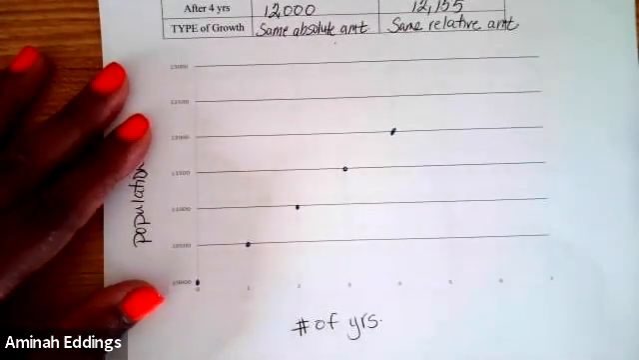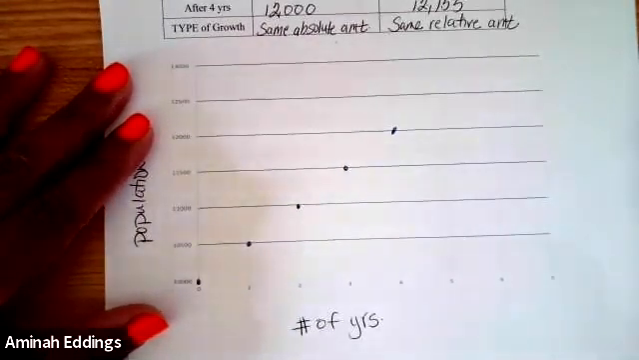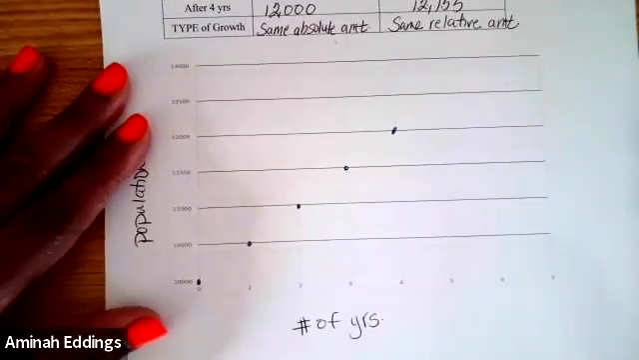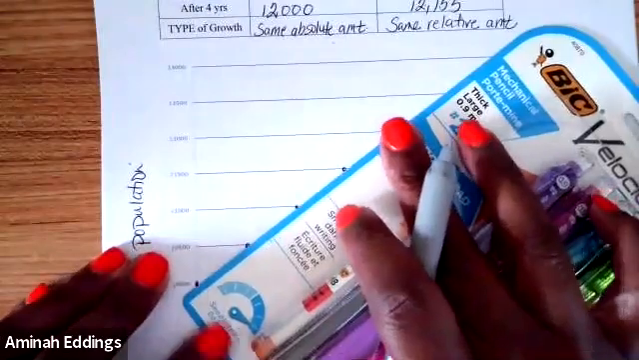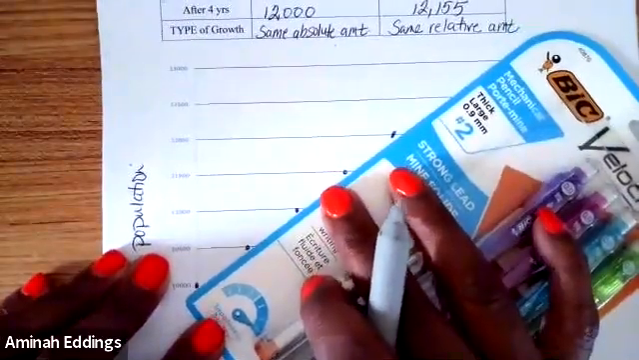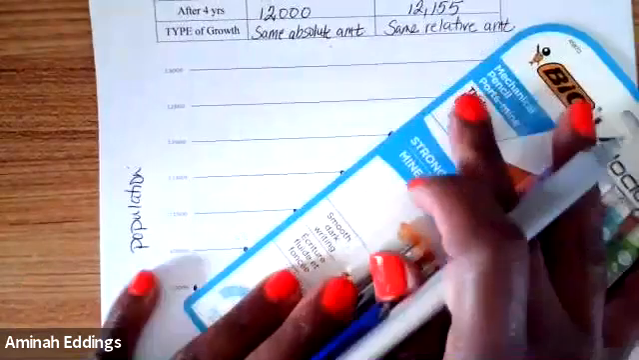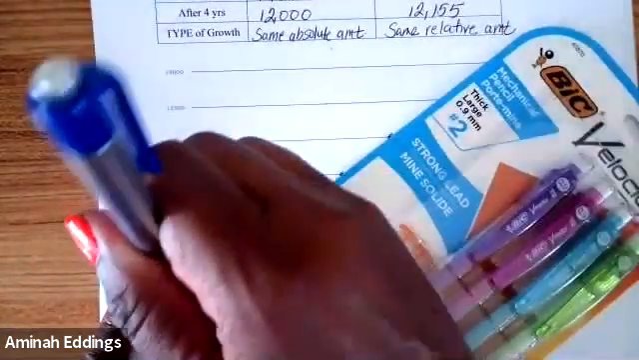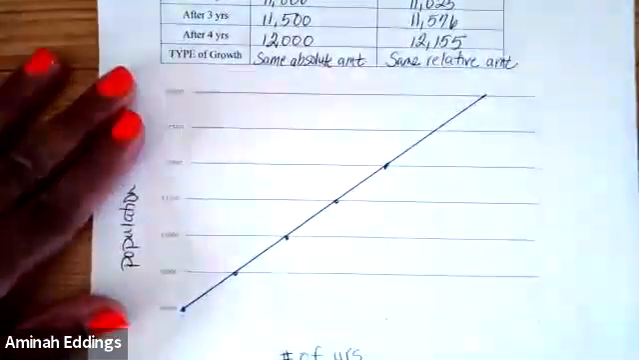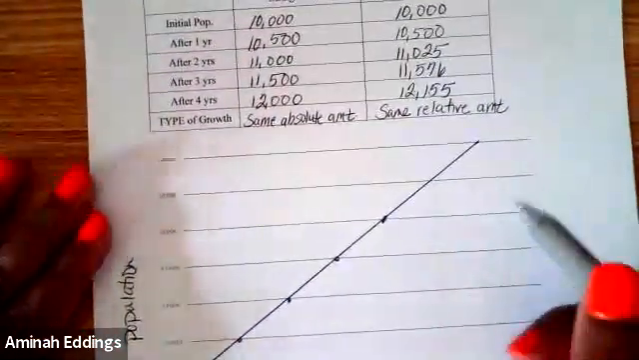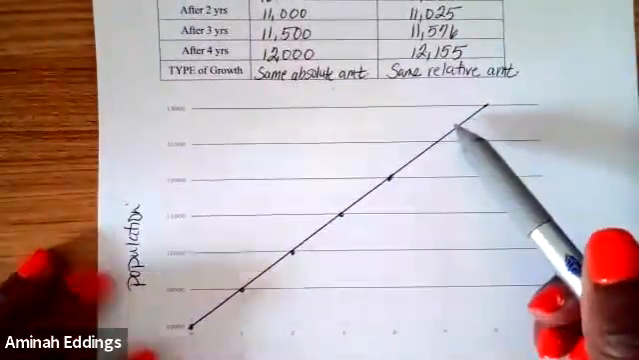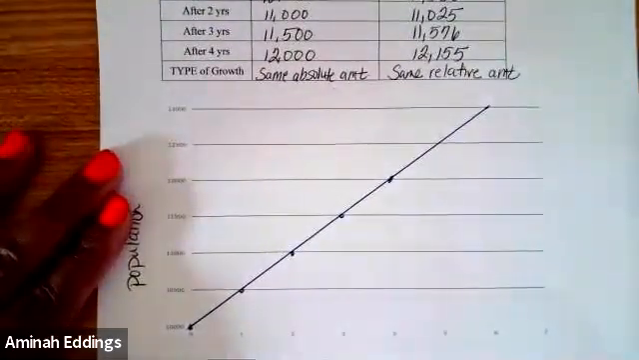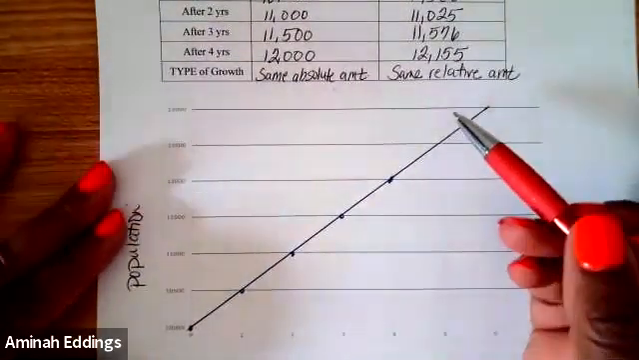I'm looking for my ruler, which I do not see, so we're going to make do with this. Okay, so I connect, and you'll see that my graph is linear. That means it creates a line. Okay. All right, Power Town, let's see what it looks like.